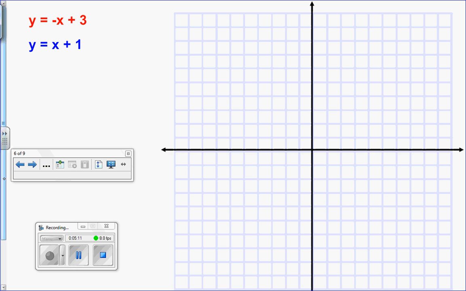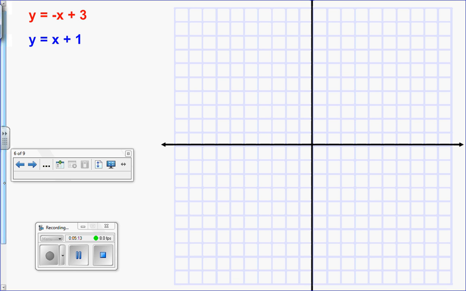So I'm going to graph y equals negative x plus 3 in red. I'm going to go up 3 on the y-axis, because that's my y-intercept right here. And it's negative x, so the slope is negative 1. So I'm going to go down 1 over 1, down 1 over 1, down 1 over 1. Take the ruler, draw a line through both points.